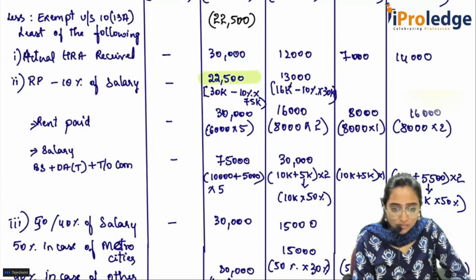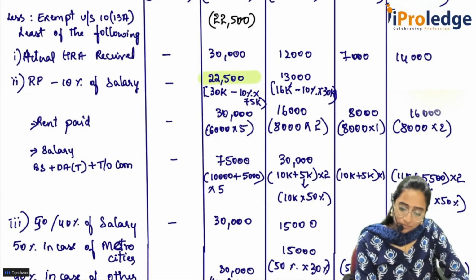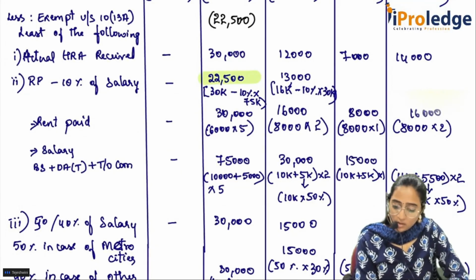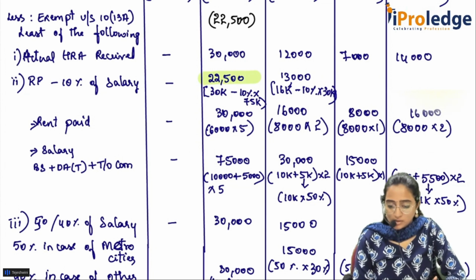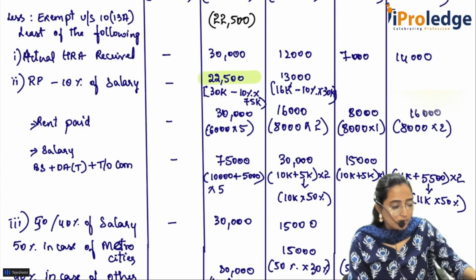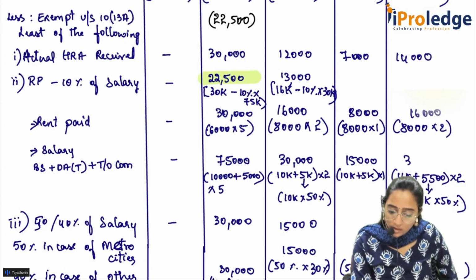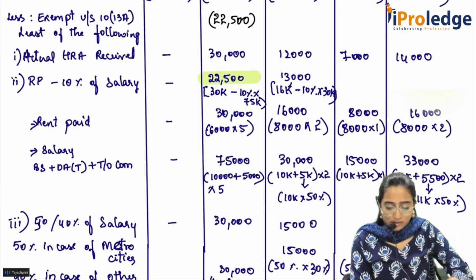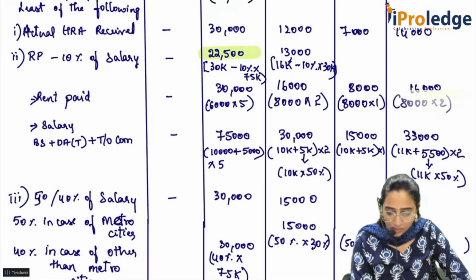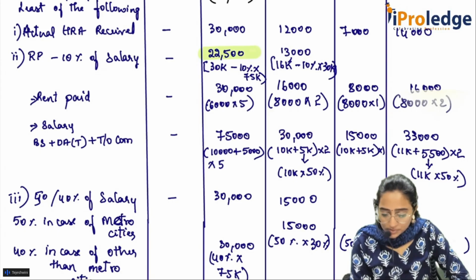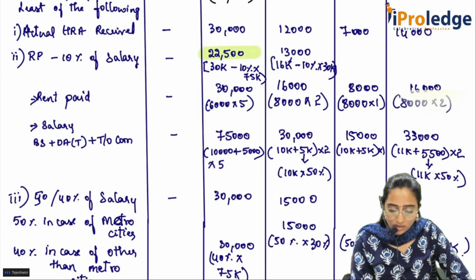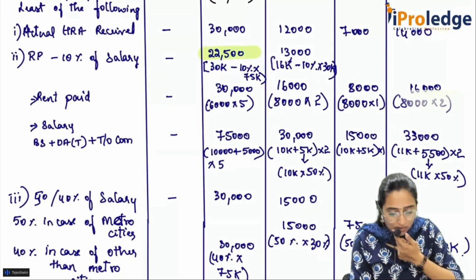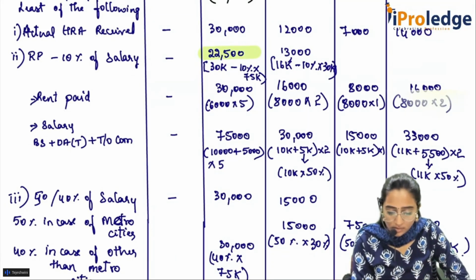Now basic plus DA. This is going to be 11 plus 5,500, how much is that here? 16,500. 16,500 into 2, 33,000. Now 50% of 15,000 is 7,500, and 50% of 33,000 is 16,500. So I'll write the same thing.